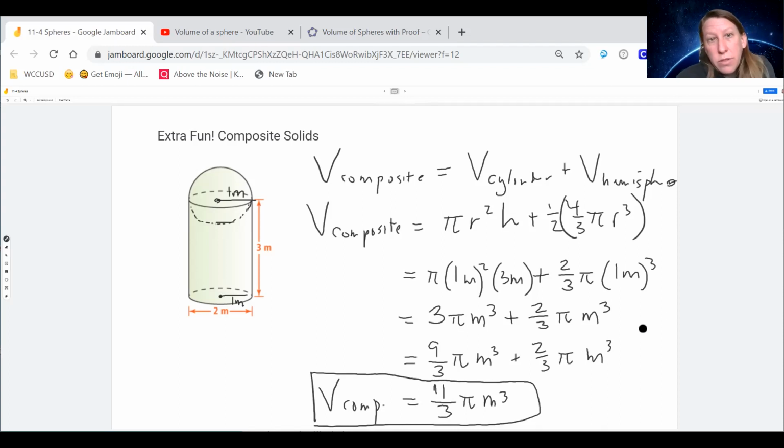Could you put it as a decimal? Yes, you could. If this was a grain silo and you wanted to figure out how much grain you could store in it, then you would definitely have to get it as a decimal.